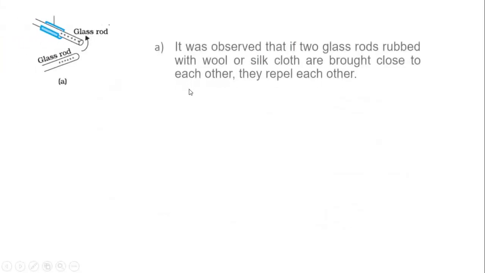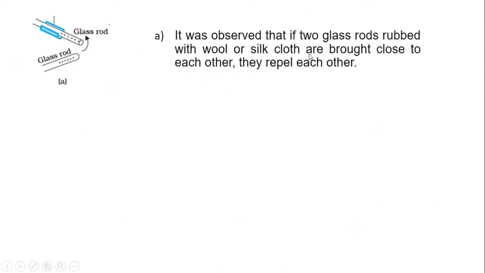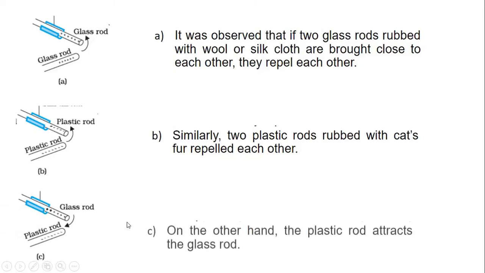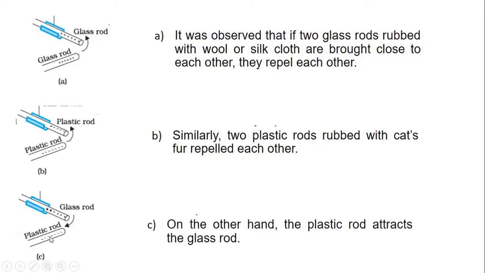Next, it is observed that when two glass rods rubbed with wool or silk cloth are brought close to each other, they repel each other. Why is it so? Because both glass rods have developed the same kind of charge, so they start repelling each other. Similarly, when we take two plastic rods rubbed with cat's fur, they again repel each other, because the two plastic rods develop the same kind of charge. But when a glass rod and a plastic rod are brought close to each other, they show attraction. Why is it so? Because they are oppositely charged.